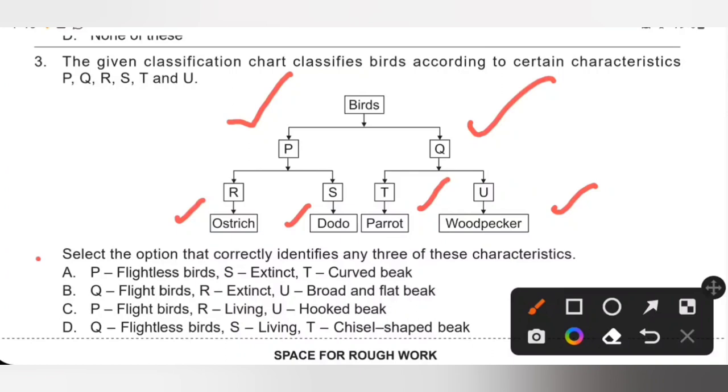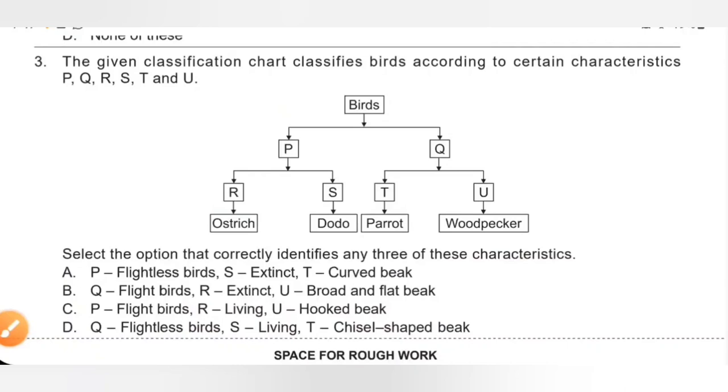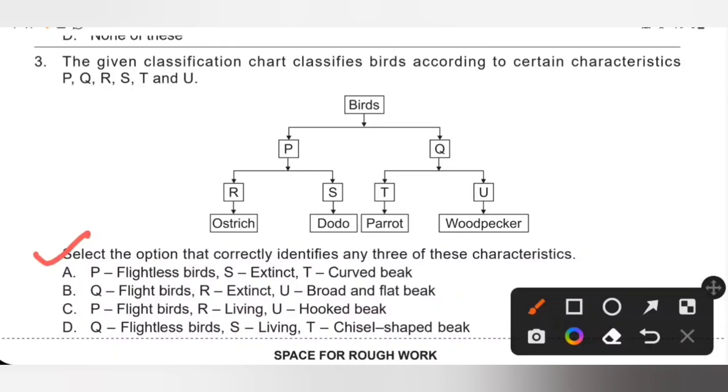P is flightless bird and then ostrich is living bird and dodo is extinct bird. Okay, so S is extinct and parrot have sharp and curved beak. Woodpecker have sharp and pointed beak. So option A is the correct answer. Option A, P flightless bird. Yes, extinct bird, that is dodo. T, curved beak, that is parrot has curved beak. So option A.